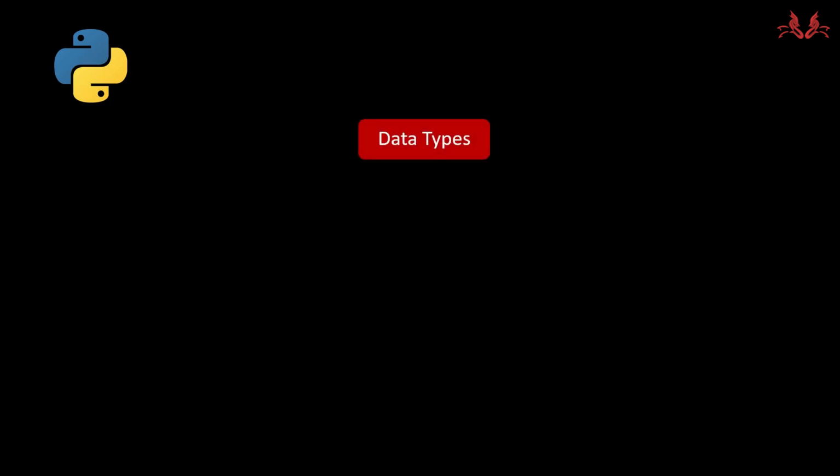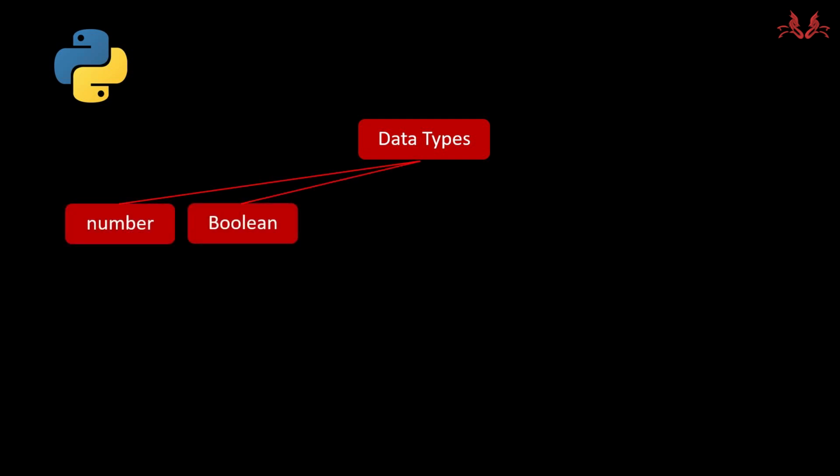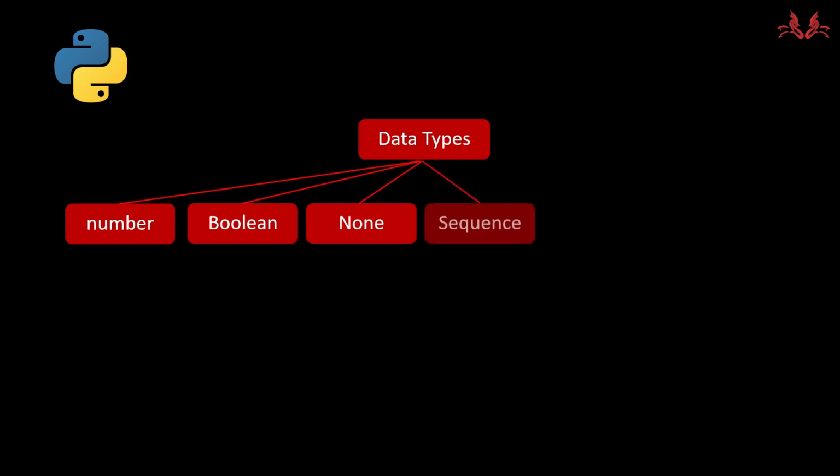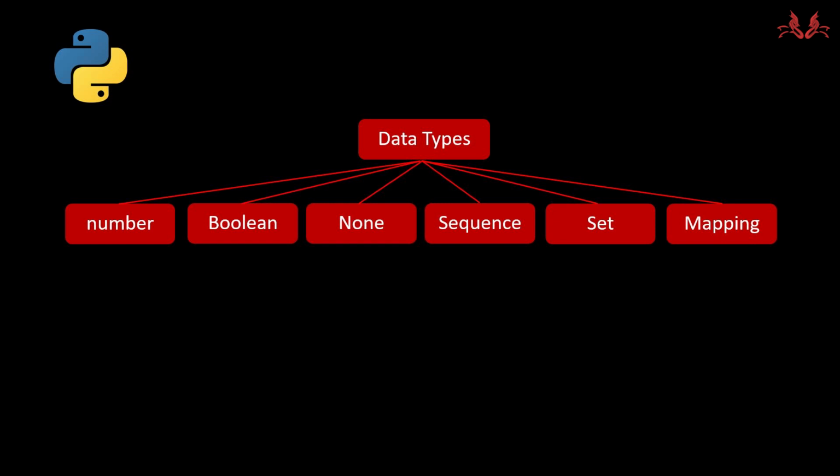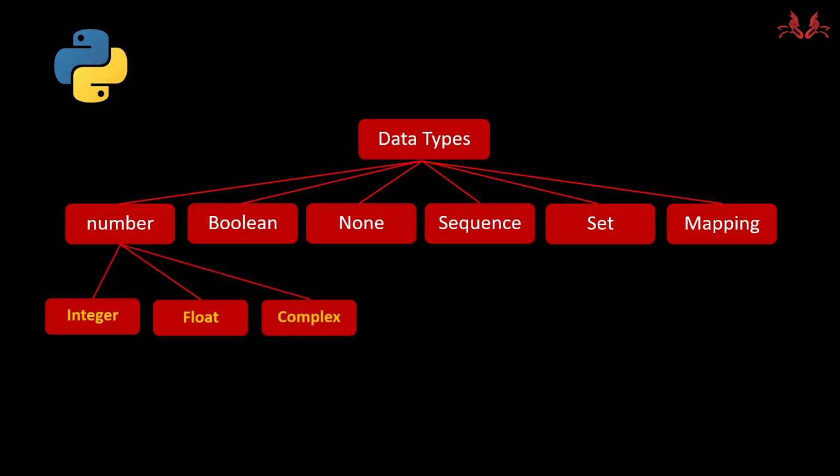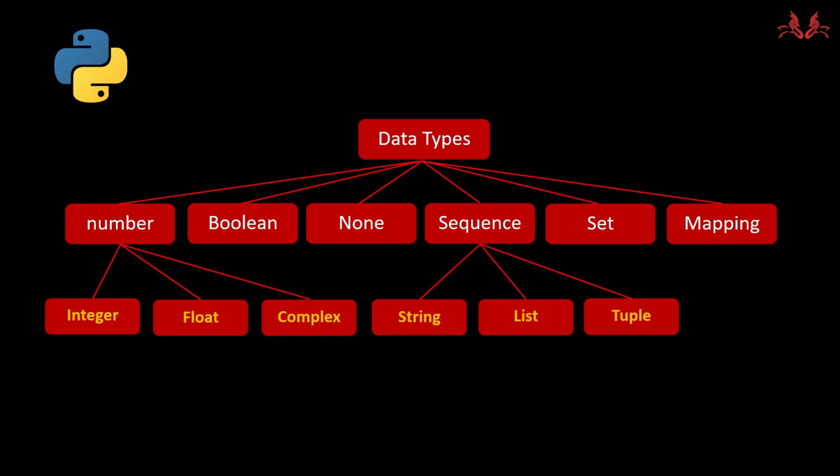Today I'm gonna show you the data types in Python. The data types in Python include number, boolean, none, sequence, sets, and mapping. The number data types also include integer, float, and complex. And sequence data types include string, list, tuple, and mapping data types include dictionary.